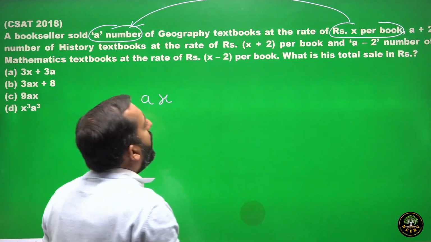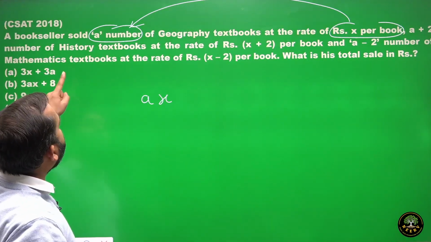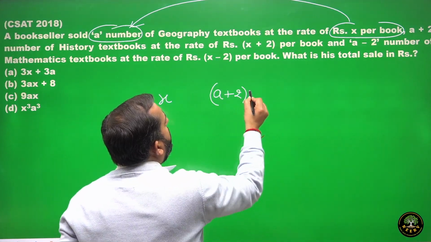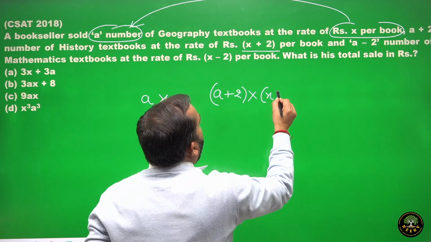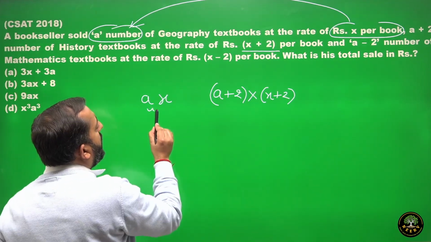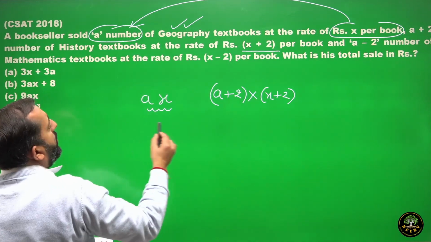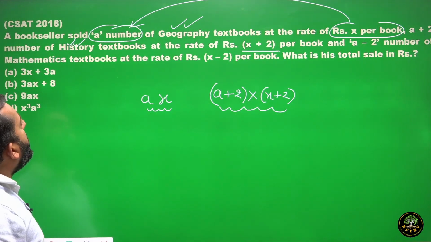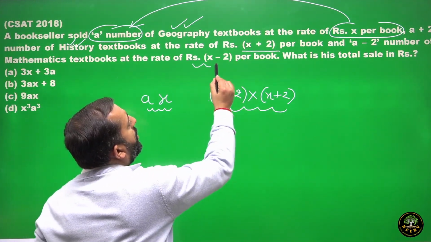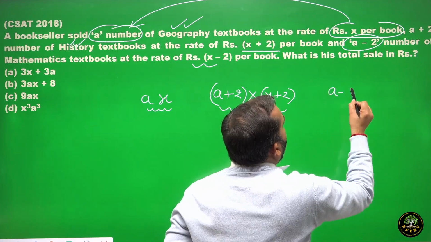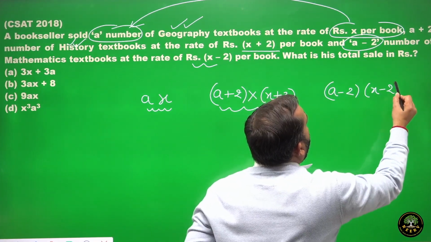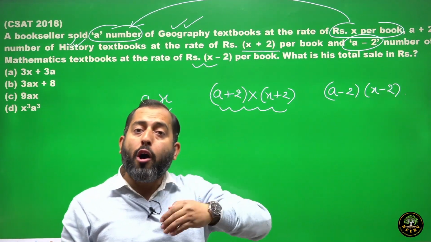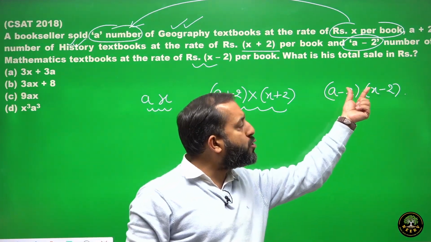Further, A plus 2 number of history textbooks at the rate of X plus 2. So A plus 2 is the next count and price is X plus 2. So this is the money spent on geography books. This is the money spent on history books. Next, A minus 2 number of mathematics textbooks at the rate of X minus 2. So A minus 2 is the count and X minus 2 is the money spent on a single book. So on A minus 2 books money spent should be A minus 2 into X minus 2.